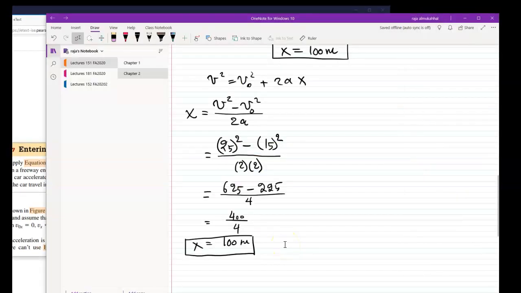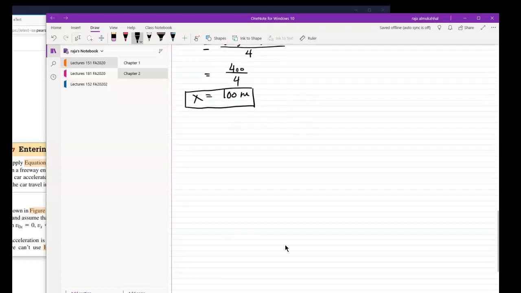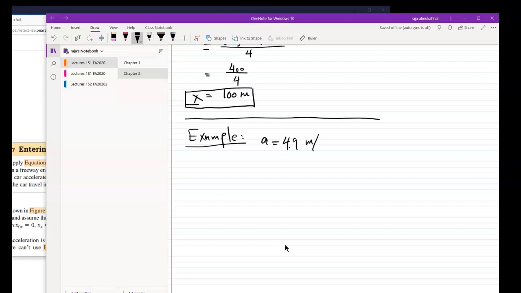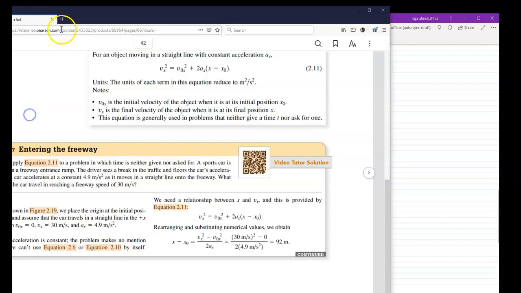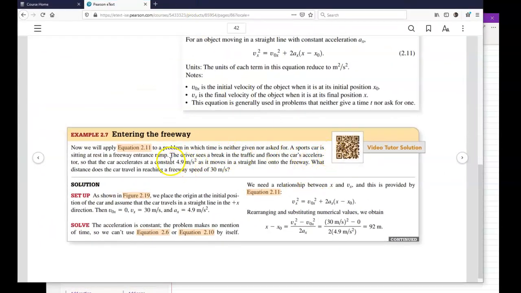Well, let's write down what's given to us. Always write down what's given to you. So here I have the acceleration is 4.9 meters per second squared. At t equals 0, the velocity of the car was 0. How do I know that? That's what he said. Yeah, let's go back to the problem. He said a sports car is sitting at rest in the freeway entrance ramp, which means at t equals 0, in the beginning, the car was at rest. So that's the initial velocity.